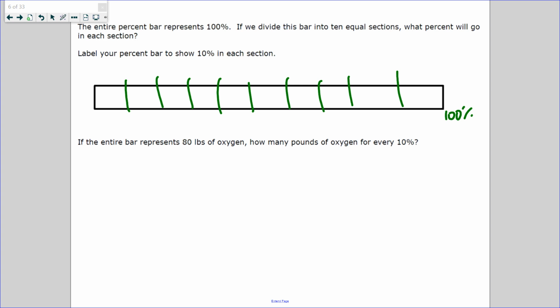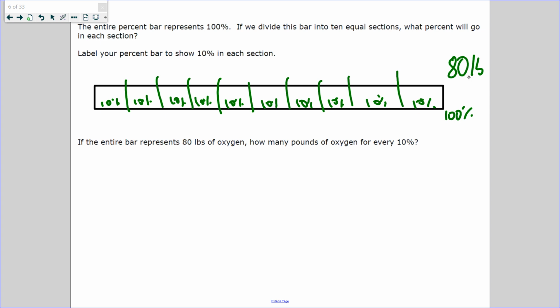Each section would have the exact same number. I'm breaking it into 10 groups. So 100 divided by 10, it'll be 10%. So each section represents 10%. So if the entire bar represents 80 pounds, how many pounds of oxygen for every 10%? This whole thing represents 100%. This whole thing also represents 80 pounds. How many pounds go in each section?